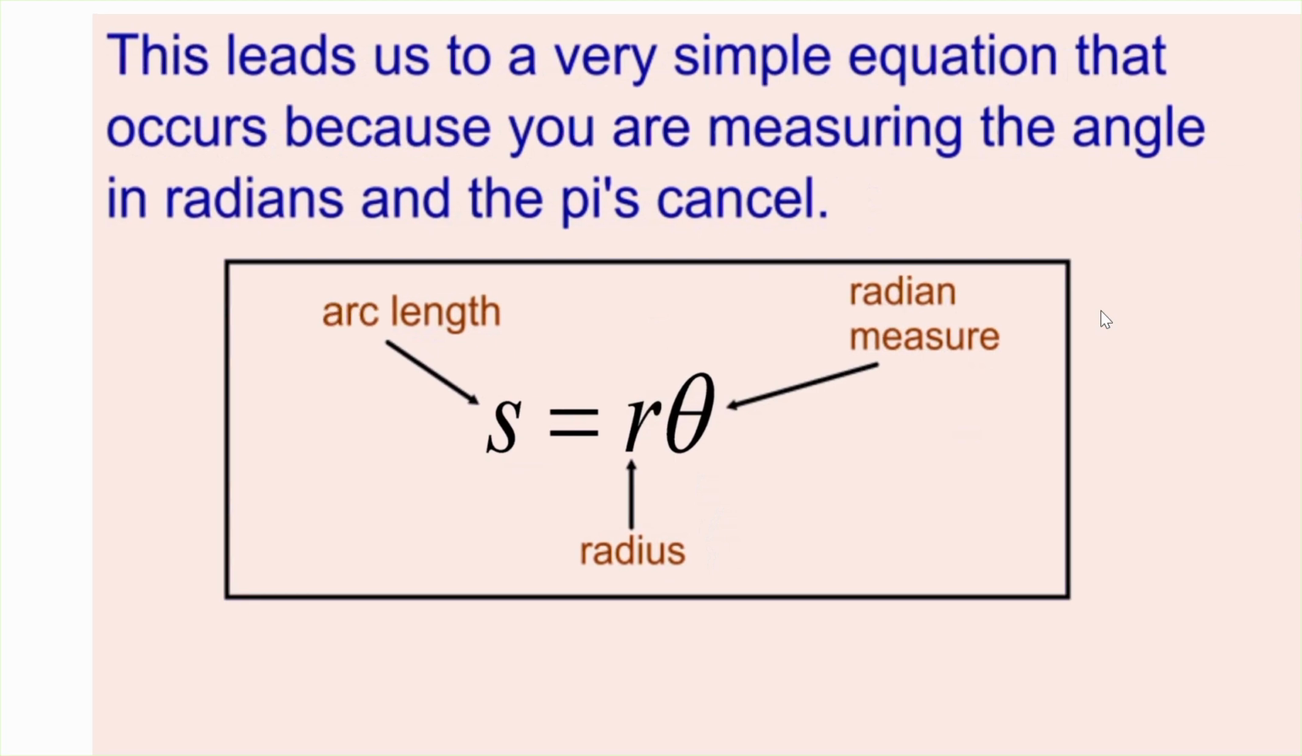Now here is the equation, which is actually very straightforward. The only caveat is that to calculate arc length, which is always given as S, you have to have your angles in radians. So S, the arc length, is just the radius times the radian measure of the angle that you're carving that arc length with. So S equals r theta.